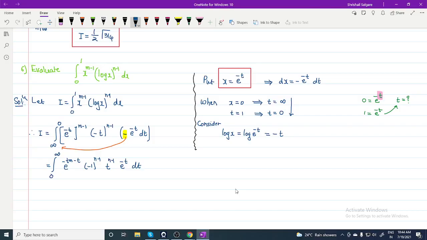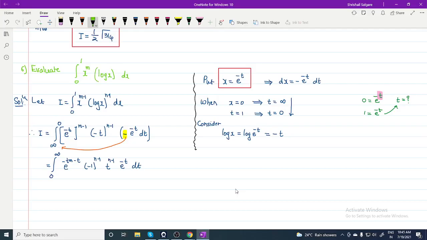What happened? Something is wrong. Just let me check. e to the power minus t raised to m minus 1. Okay, so in the statement, what happens? I have taken it raised to... I will correct it. Suppose x raised to m and x raised to n. Okay, I will correct it.